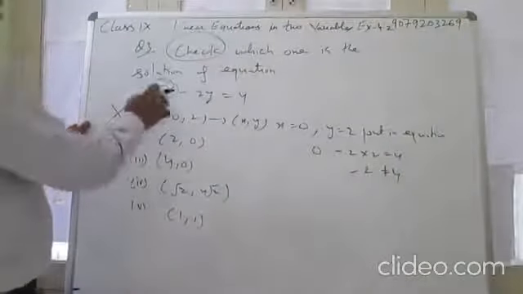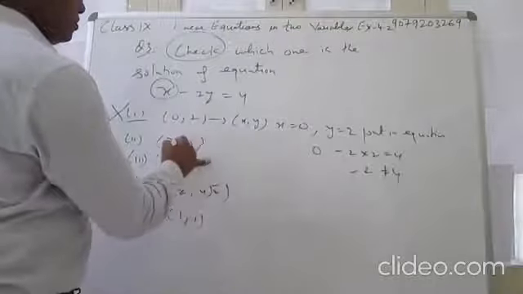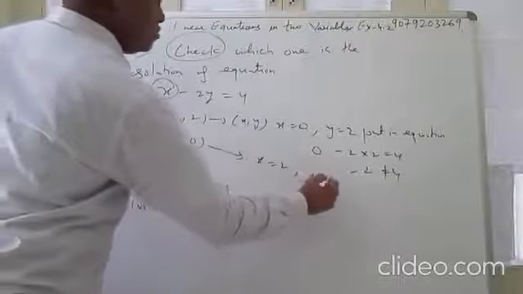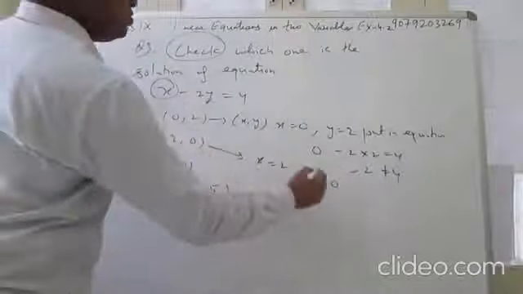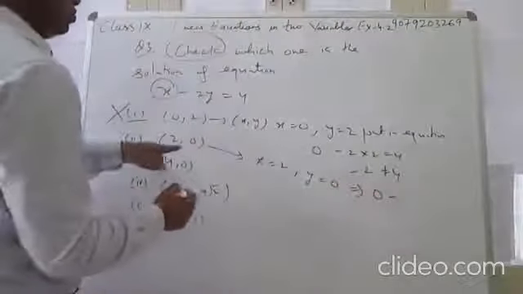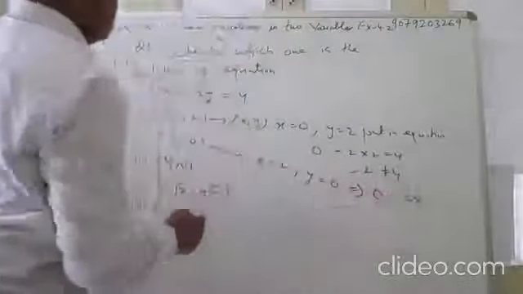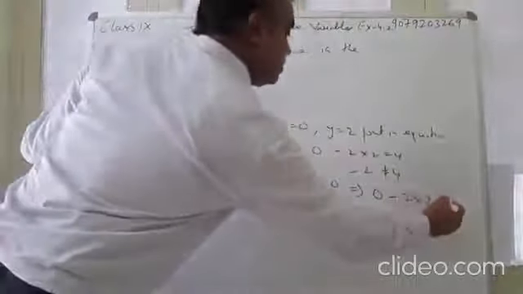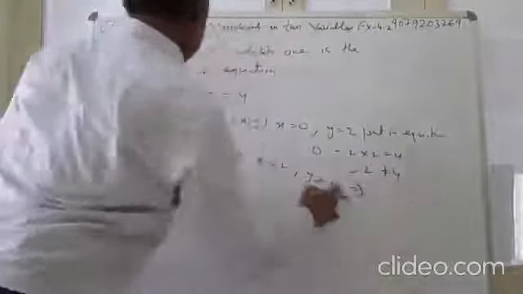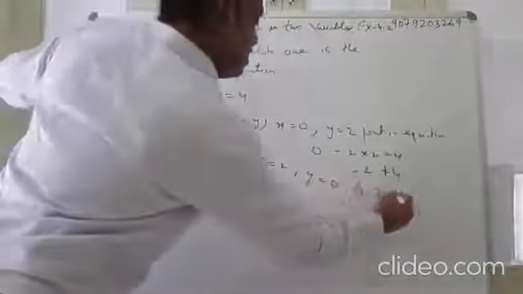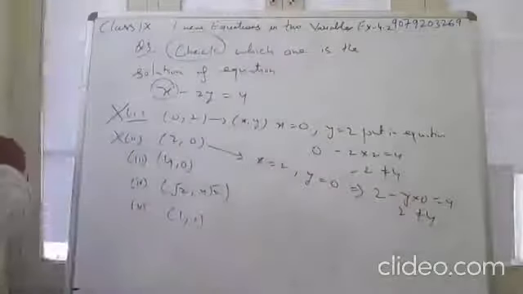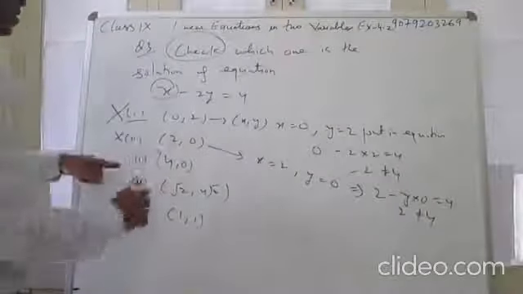This is a cross. Now you can check this. Here x is equal to 2, y is equal to 0. Put it here. Instead of x you can write 2, minus 2 into 0. So 2 is not equals to 4. This does not belong to this equation. Okay.